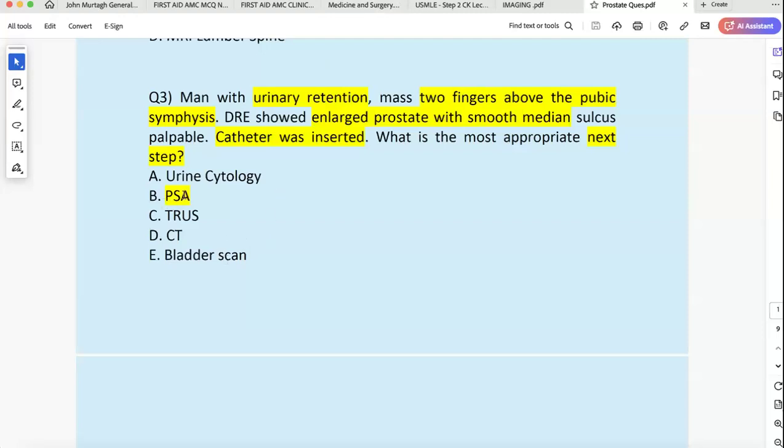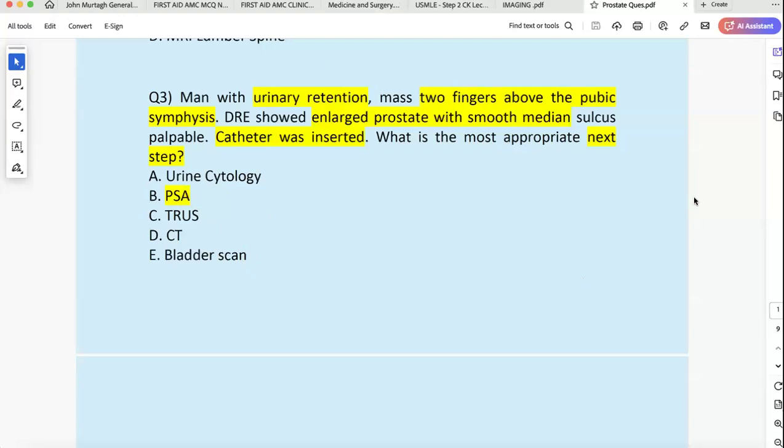The next step would be to check the PSA in this patient to know how bad it is, to find out if it is just a benign prostatic enlargement or should we also rule out prostate cancer.